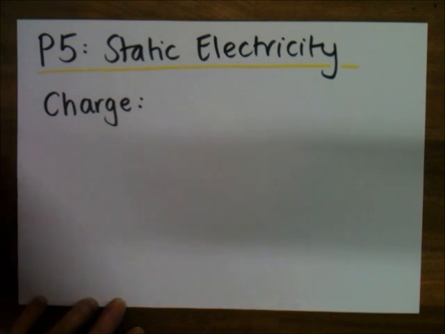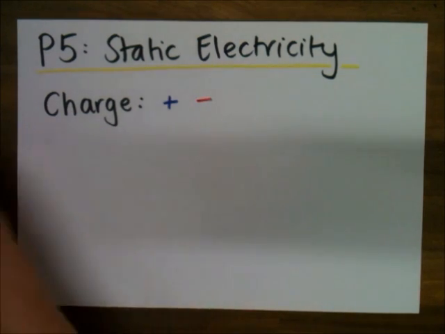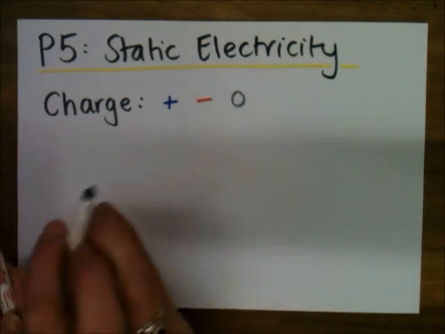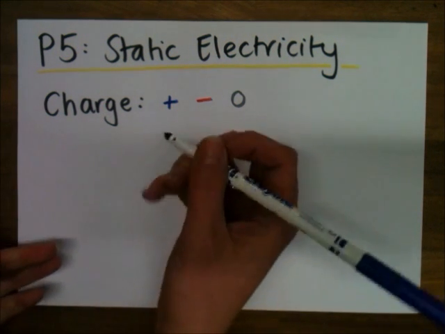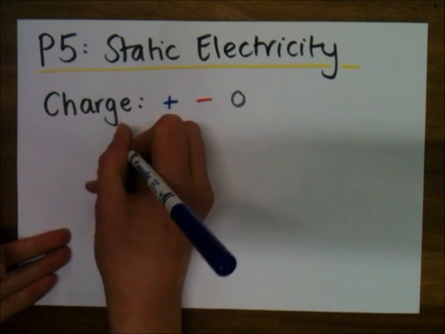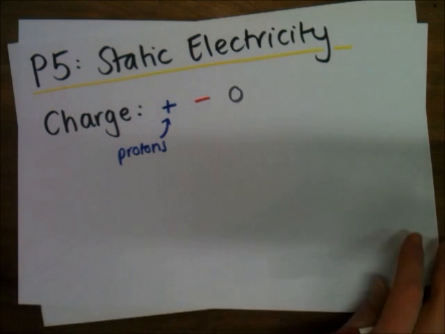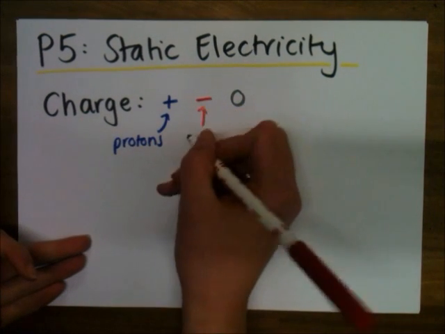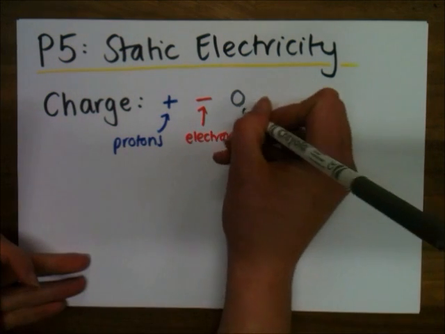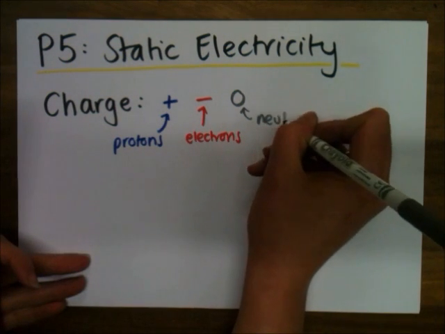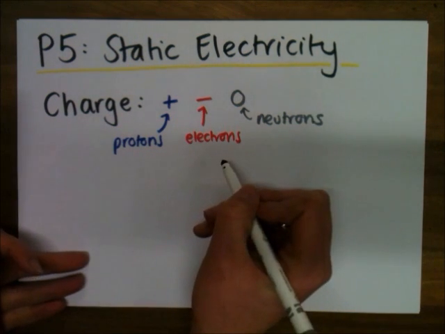And that charge is either positive, negative, or charge neutral, which I'm going to do as a 0. Now, all charge comes really from 3 particles. Positive particles are called protons. The negative particles are called electrons. And the neutral particles are conveniently called neutrons. Now, whether something is positive or negative depends on how many protons and electrons they have.